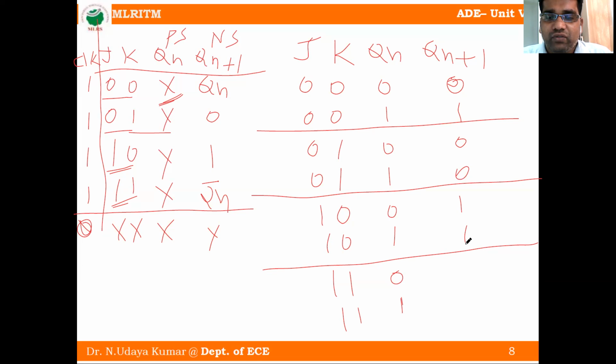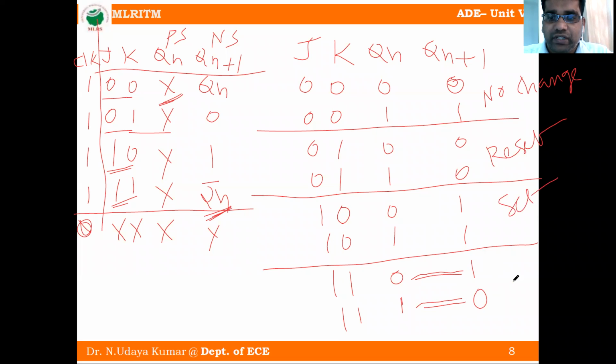Then 1, 1. So 1, 1 means what is the next state of the JK flip-flop? Qn bar, that is toggle state. So present state is here 0, so toggle means it is 1, and for 1, toggle means it is 0. Based on this, the present state is complemented: here 0 to 1, and present state 1 is complemented to 0. So this one is no change, this one is no change, this one is reset, this one is set state, and this one is toggle state.